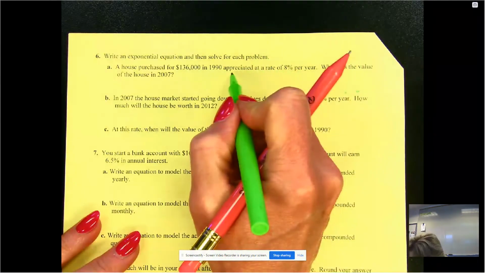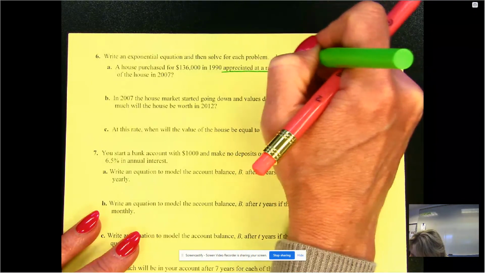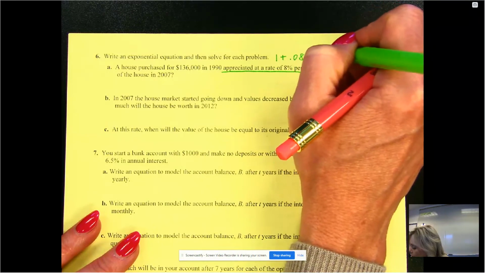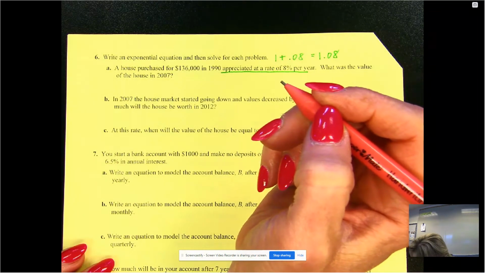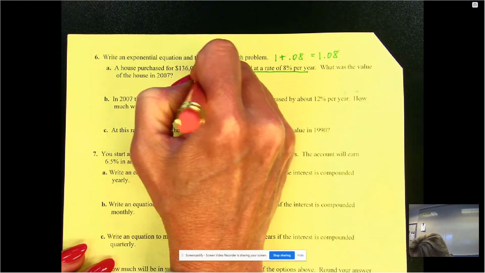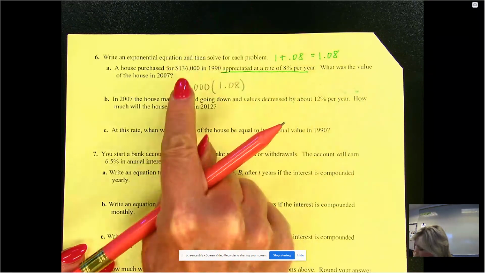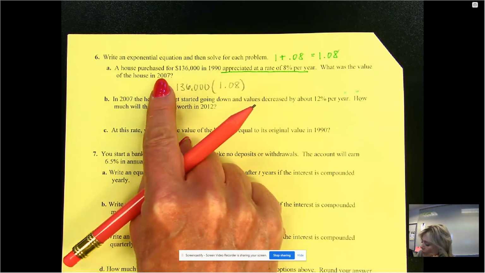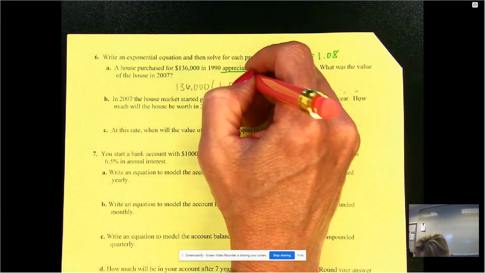So for appreciated at a rate of 8% per year, that's going to be 1 plus the 8% as a decimal, which is 1.08. Okay, so our initial value is 136,000, and it's being multiplied by 1.08. So this was the value in 1990. We have to find the value in 2007. So from 1990 to 2007 is a difference of 17 years.